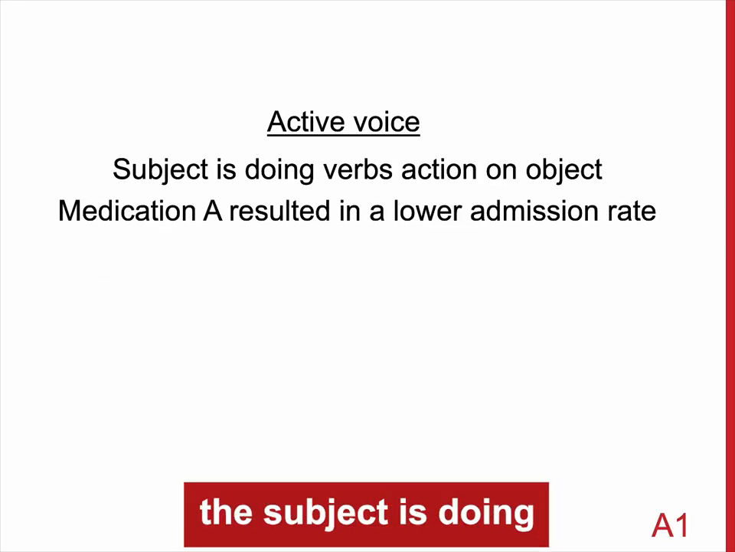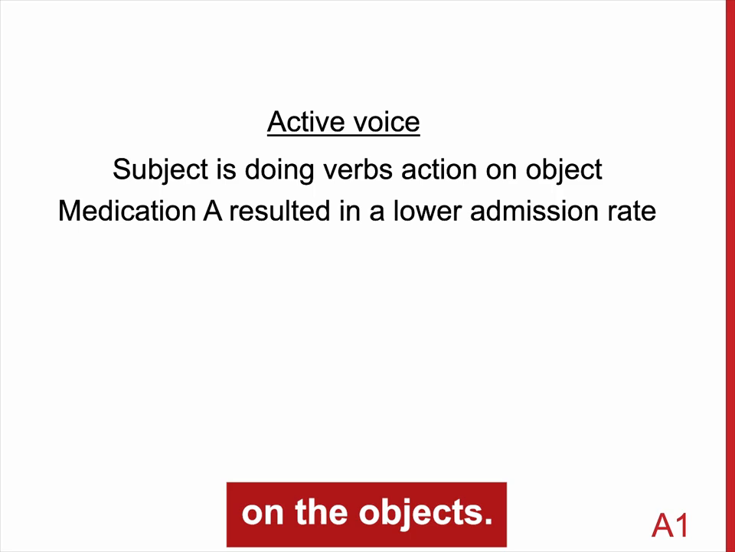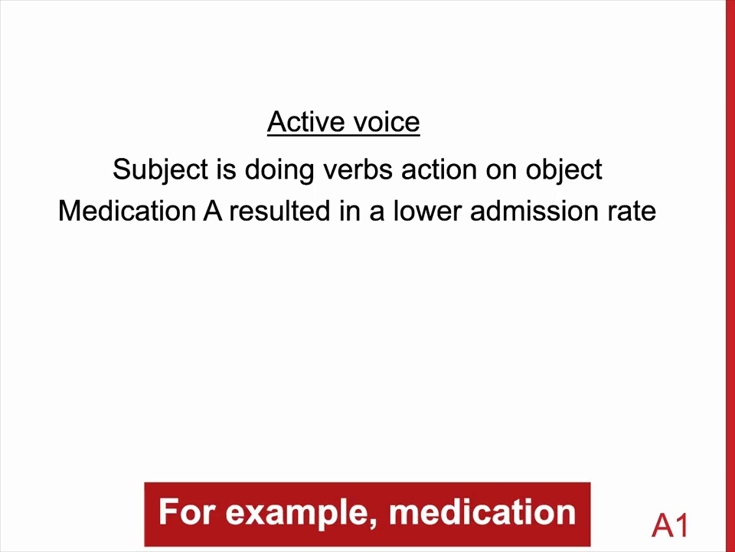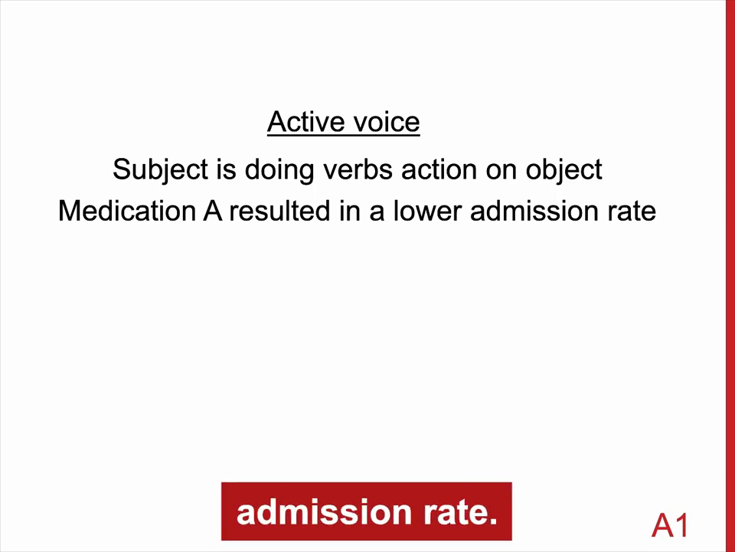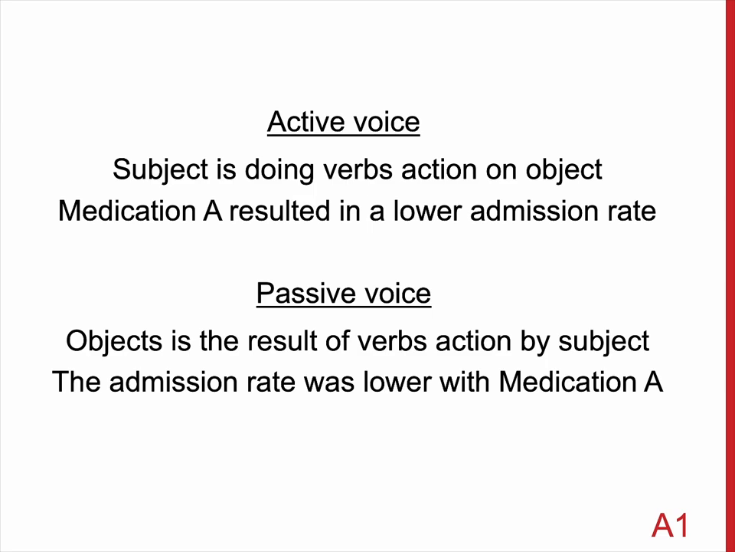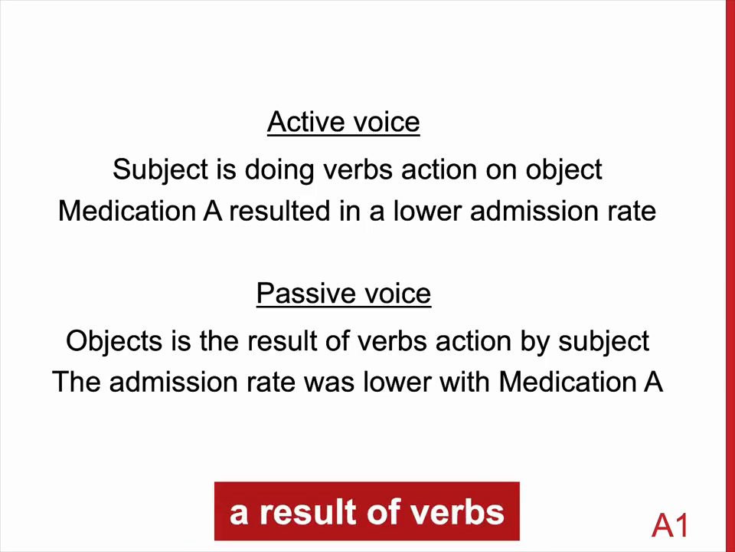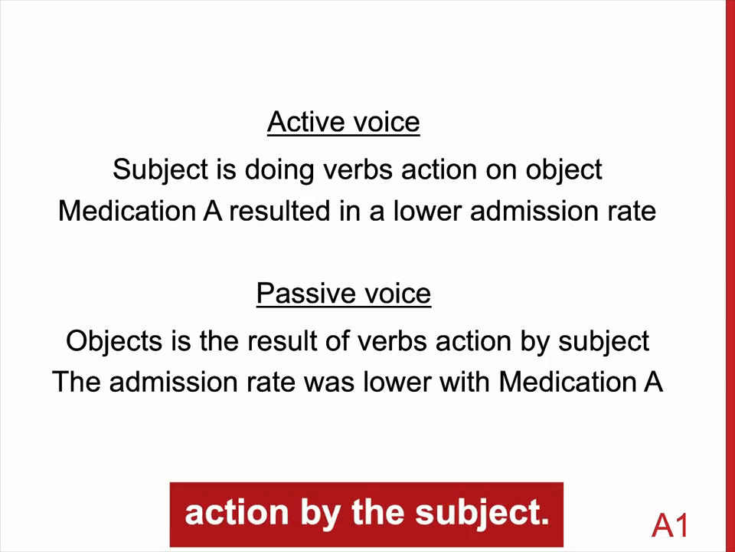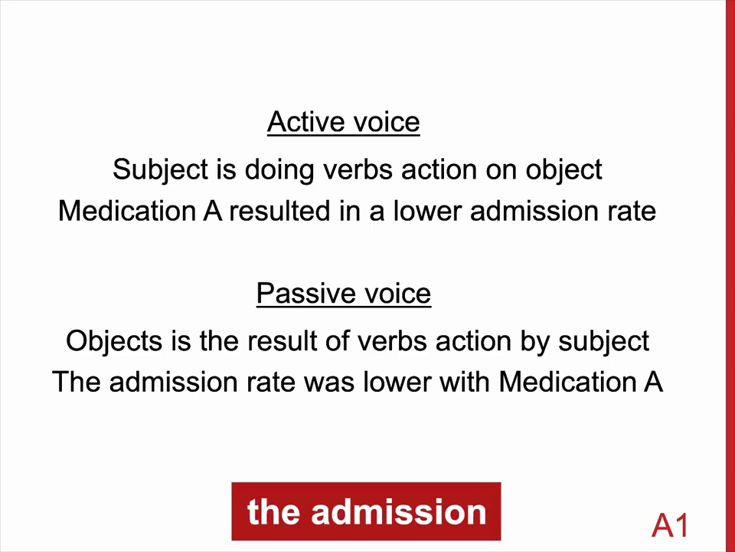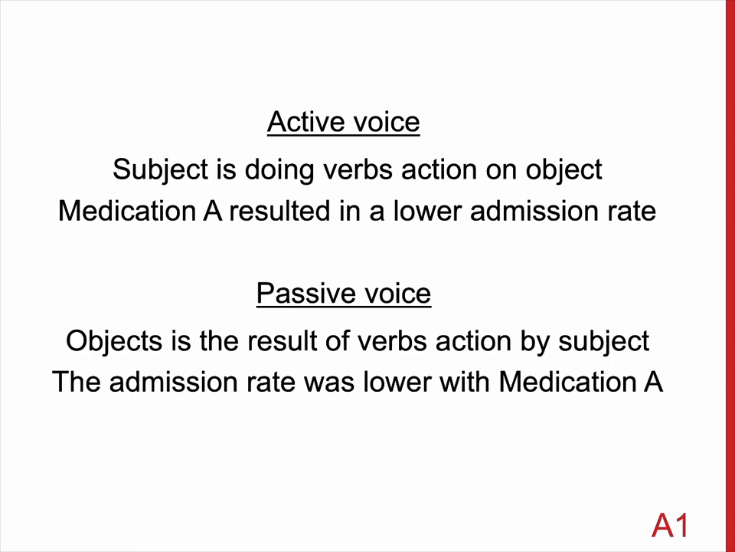With an active voice, the subject is doing the verb's action on the object. For example, medication A resulted in a lower admission rate. With passive voice, the object is the result of the verb's action by the subject. For example, the admission rate was lower with medication A.